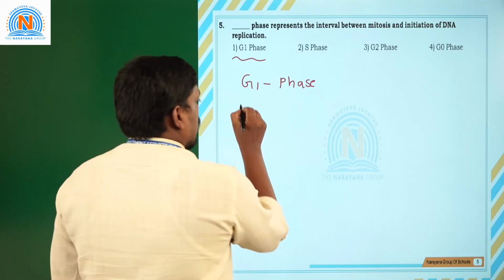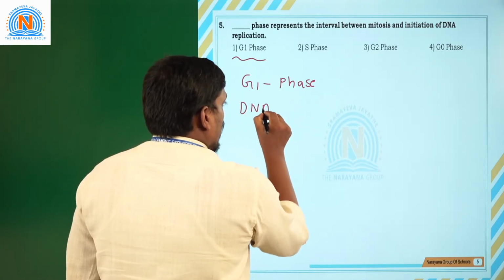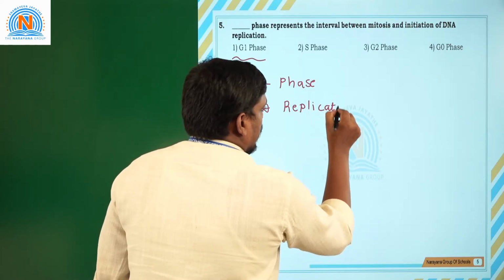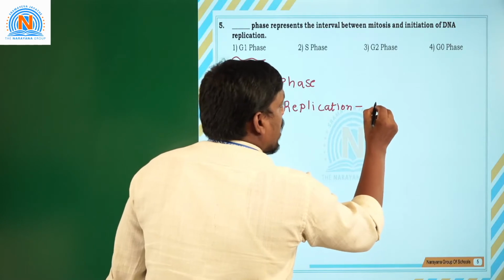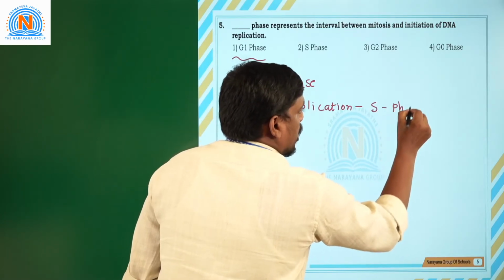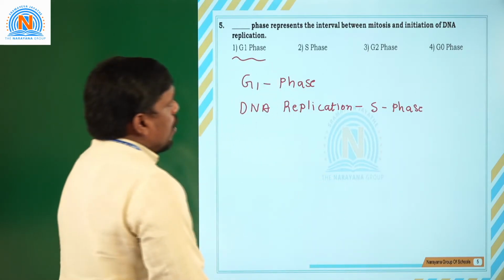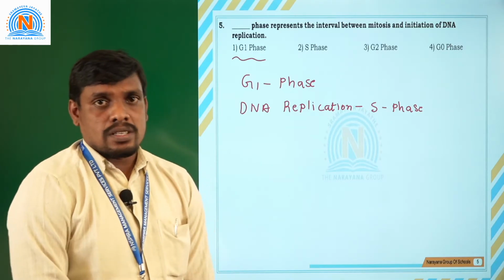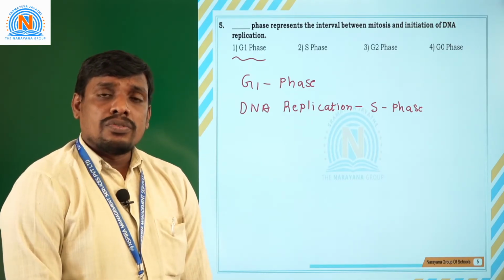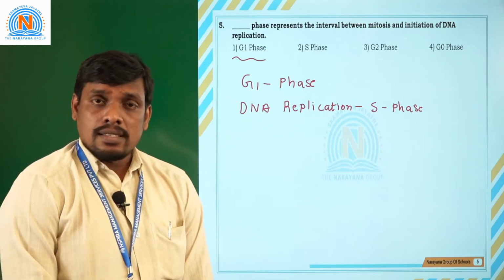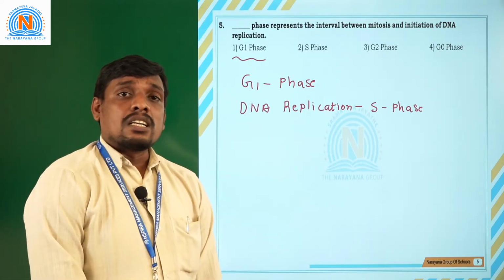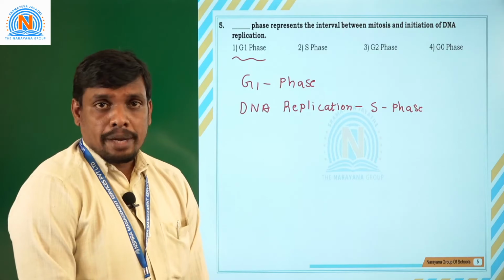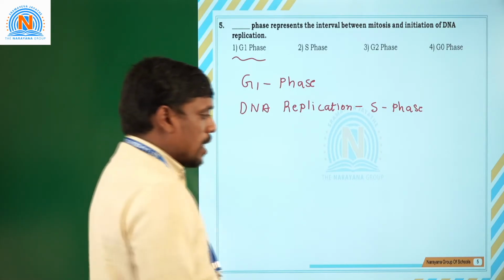As I said previously, DNA replication takes place in the phase called S phase. In which phase? In S phase, isn't it? Whereas the mitosis phase occurs after the G2 phase. So, in between the S phase and G2 phase, we can see the G1 phase. Hence, G1 phase is considered as the interval between mitosis and initiation of DNA replication. Okay. Moving on to the next question, students.